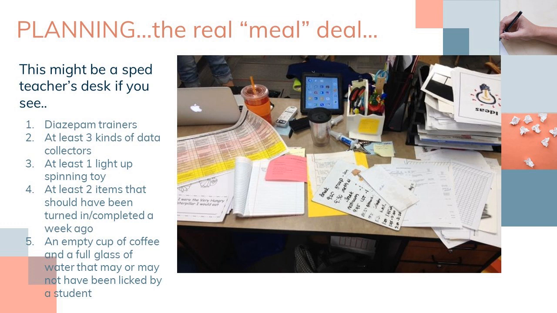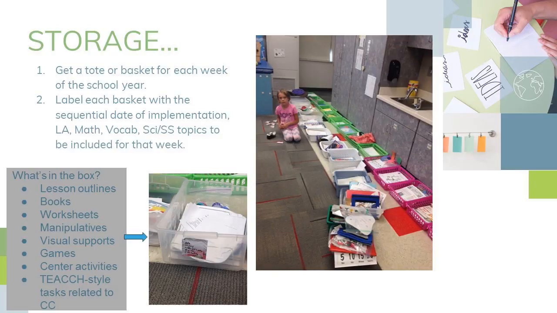So this is kind of like the I Spy books, you know. You might be a special ed teacher if you see two diazepam trainers, a writing assignment, two forms of data collection, whatever, a light-up toy, the to-do list. So this is what it really looks like. So how do we get this to be more functional? The storage part, this is how I do it. This is what works for me.